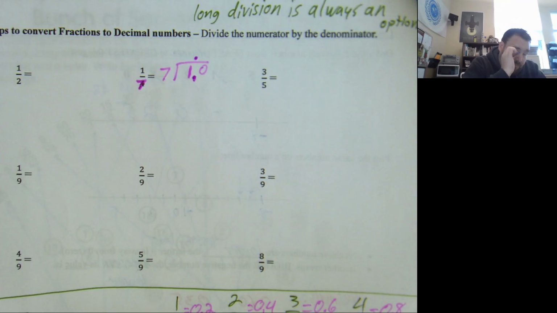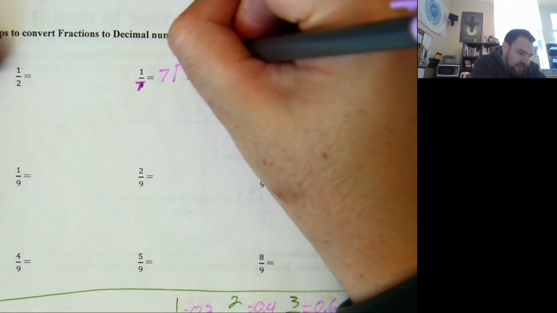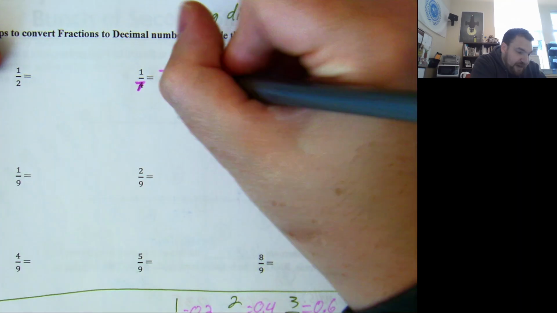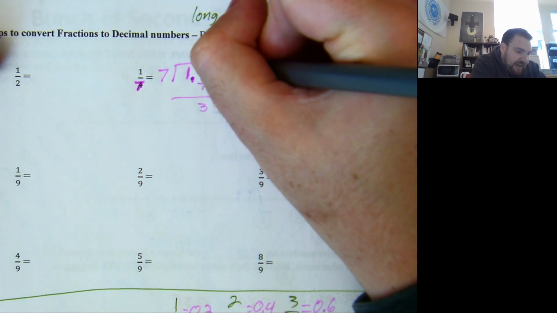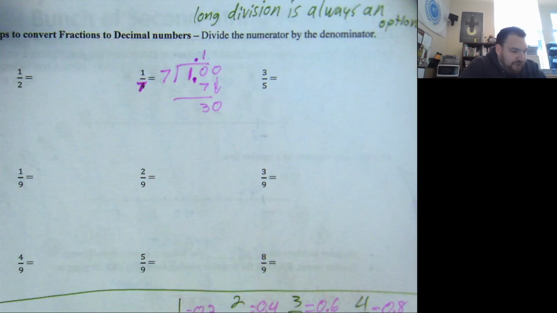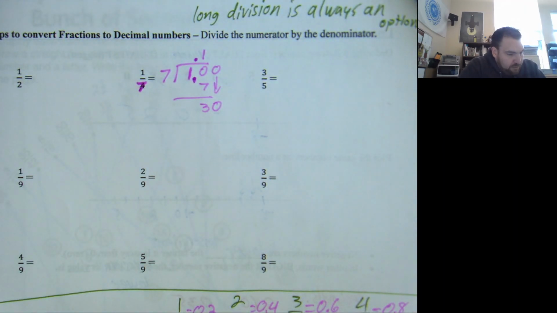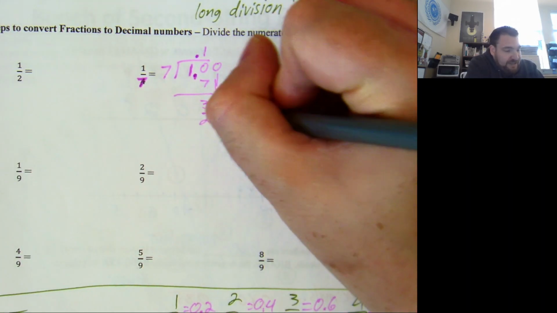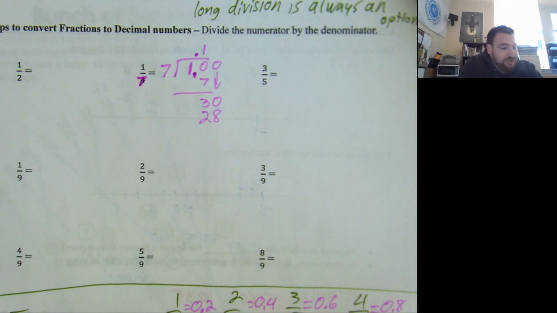Yeah, how many times? Once. 1 times 7 is 7. Subtract those two, and I'm going to get a 3. Add a 0, drop it down to 7, go into 30. I should say it this way. How many times does 7 go into 30? It is 28, but it doesn't go in 28 times. It goes in 4 times.